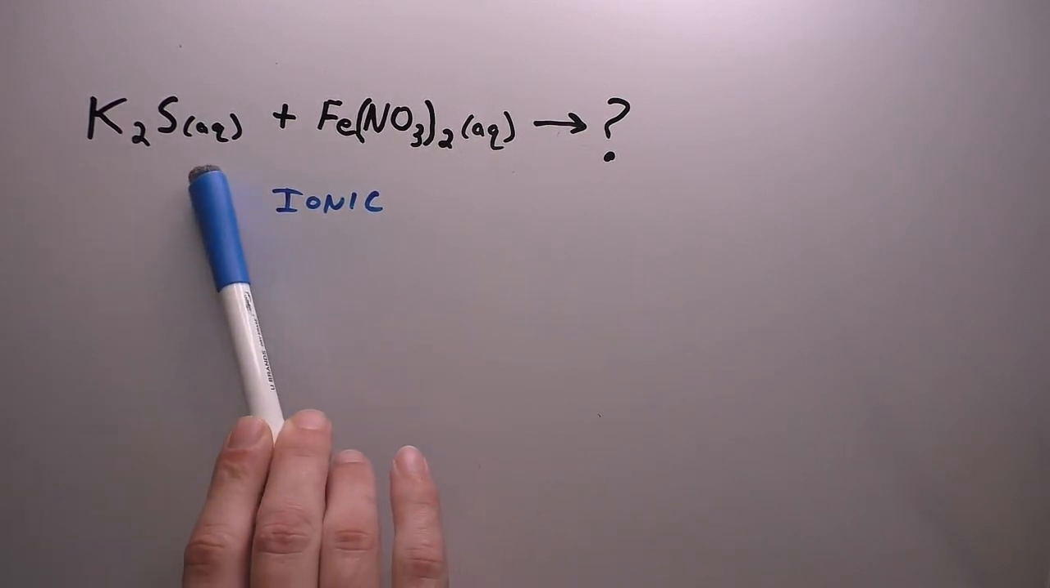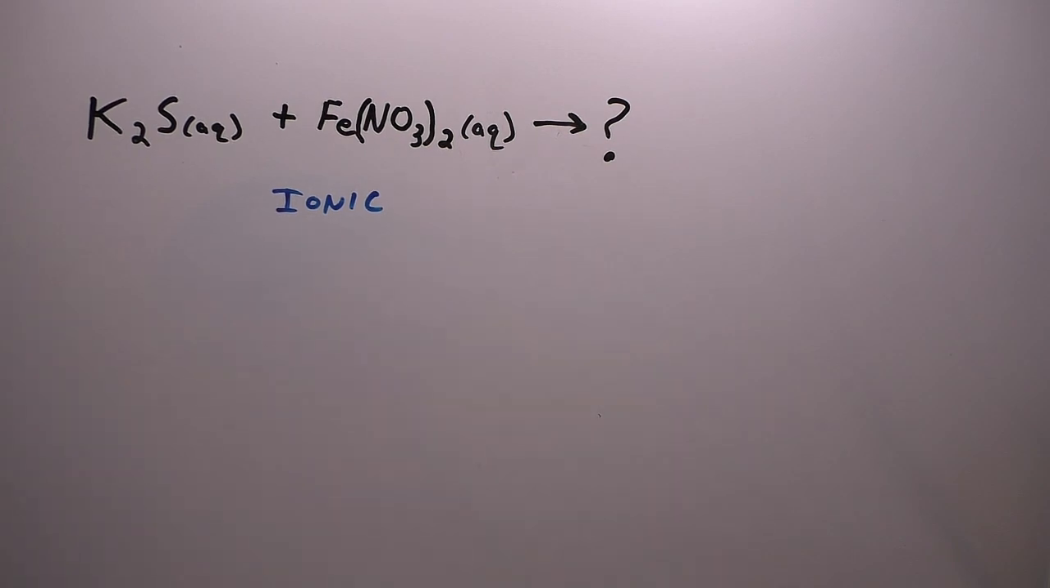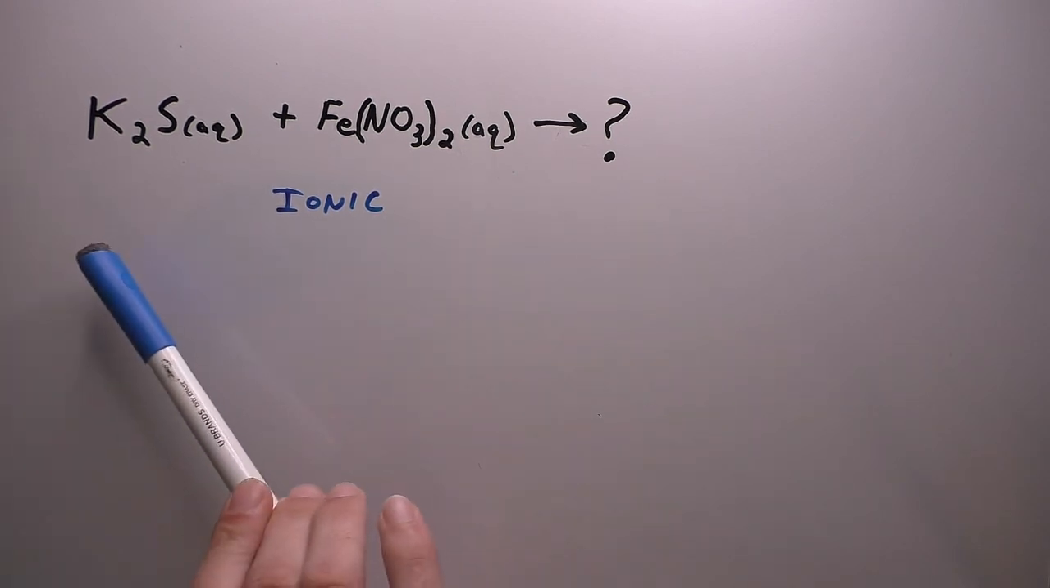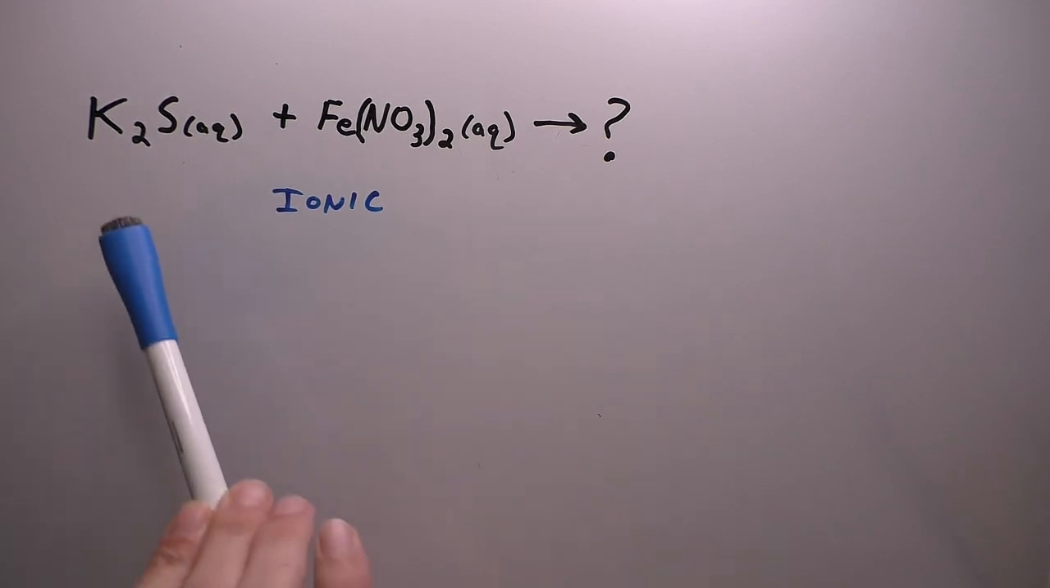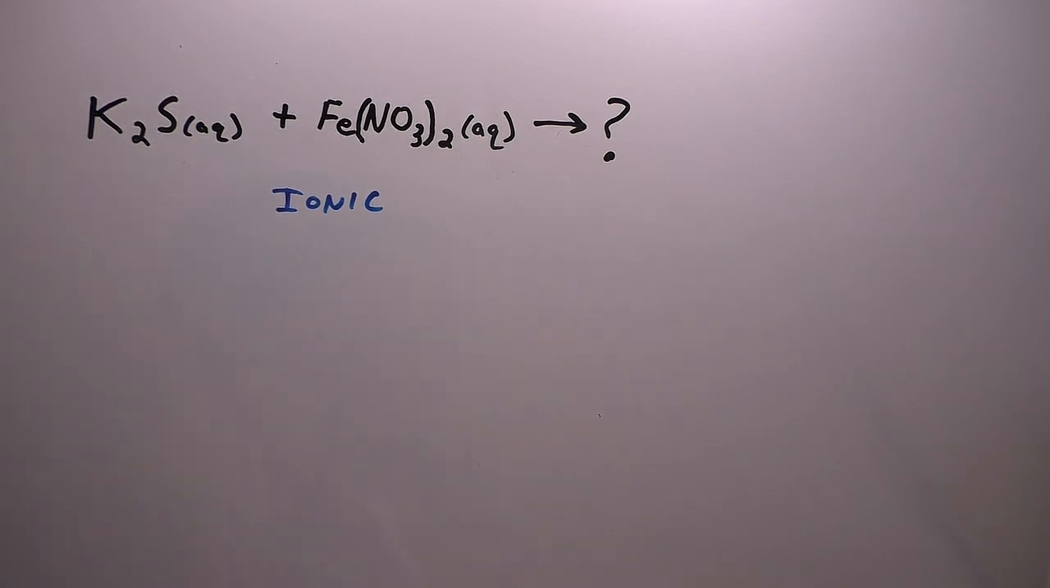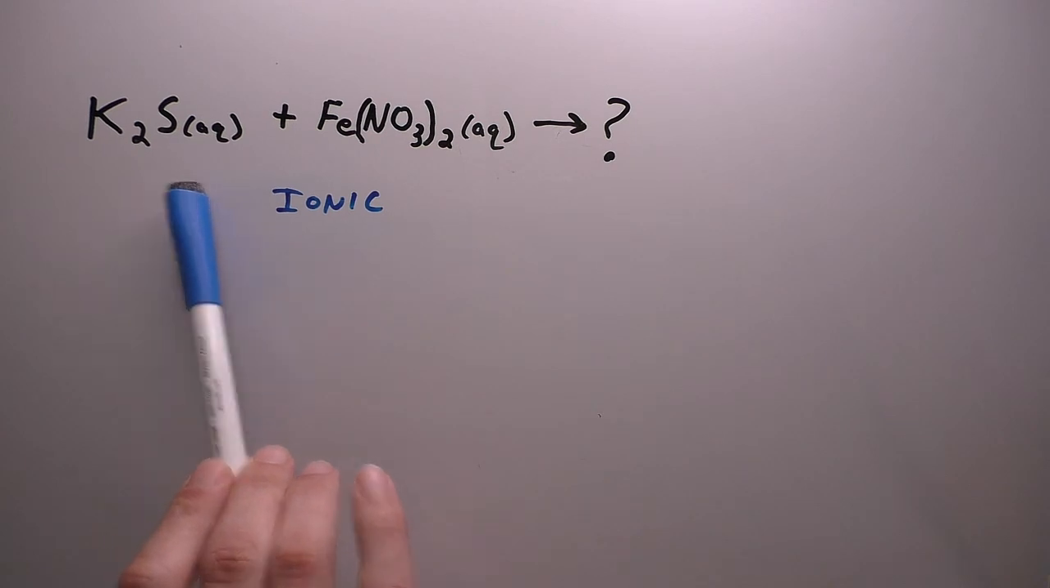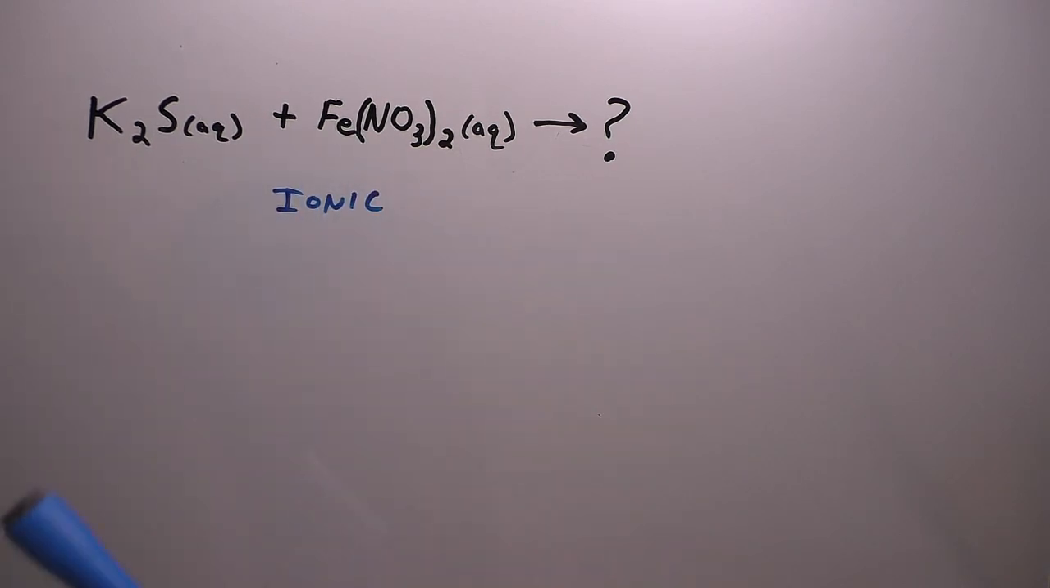Also notice that there's this little aq in parentheses after each chemical formula. And that stands for aqueous. You probably already knew that. But intuitively, that just means that instead of actually being held together by the ionic bonds in a solid lattice, these are dissolved in water, which means we really don't have these compounds held together by ionic bonds.